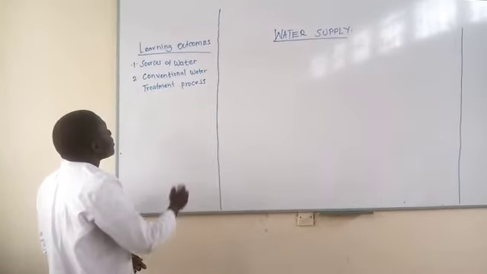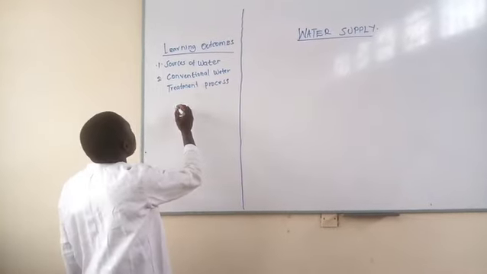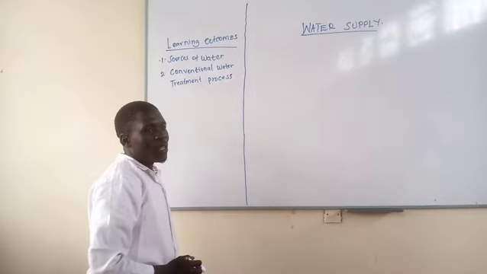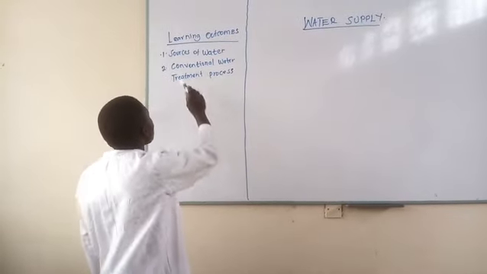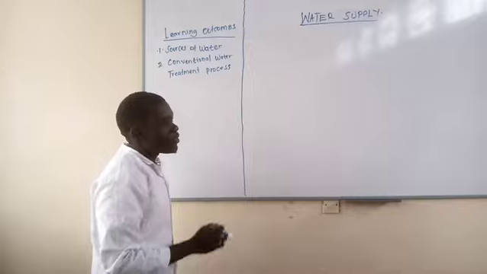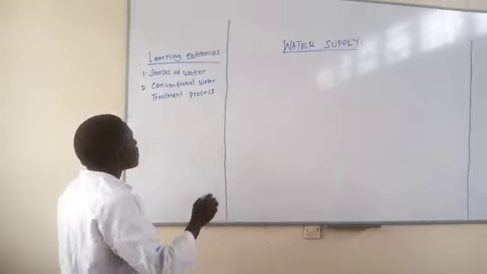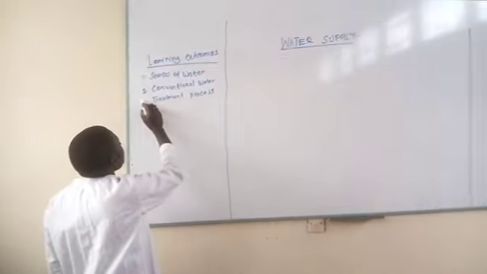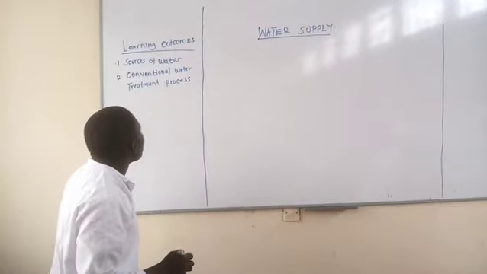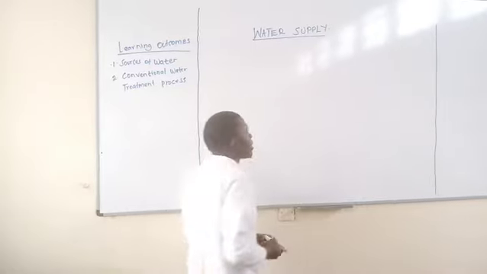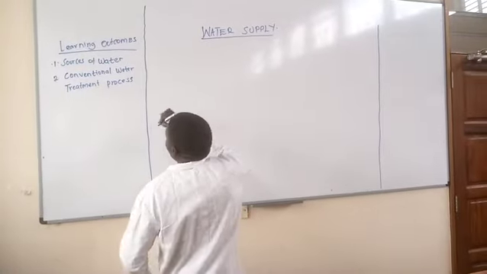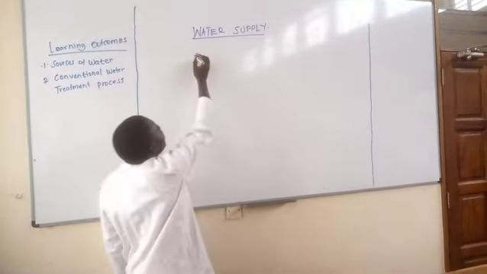Here are the learning outcomes of this session. Number one, at the end of the session, you as the learner have to achieve identification of sources of water. Then number two, we will do the conventional water treatment process. So welcome, let's start with learning outcome number one, sources of water.